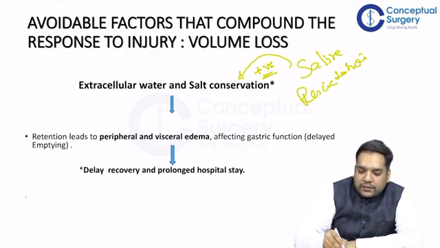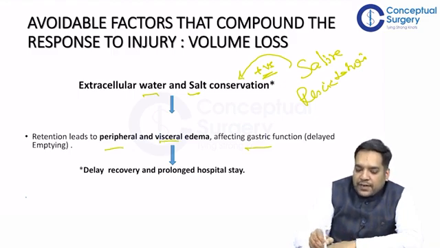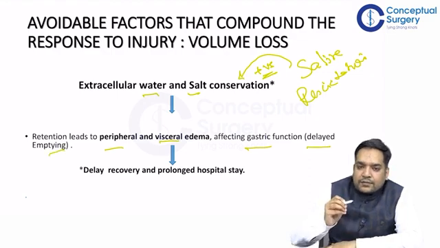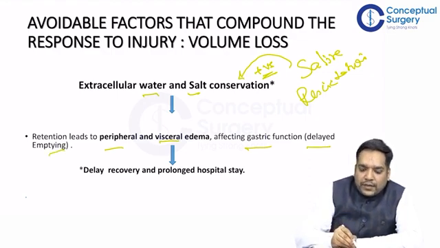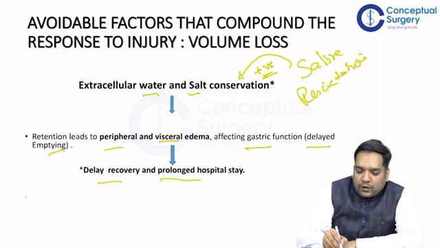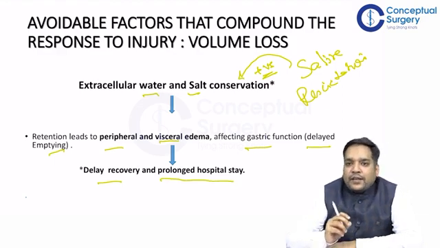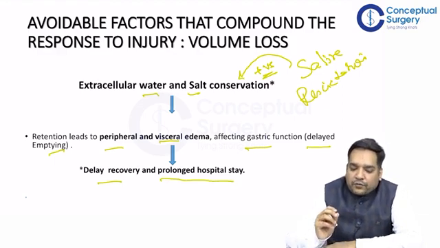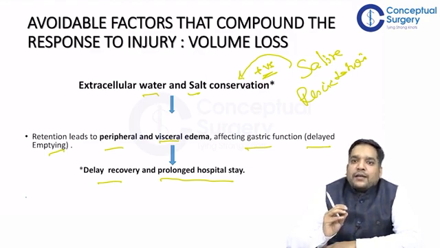So this retention of water and salt leads to peripheral and visceral edema, which affects gastric function. We basically get delayed gastric emptying, and this peripheral and visceral edema also delays the recovery and prolongs the hospital stay. So guys, this is a very important point. We should know what IV fluid to choose for resuscitation, because choosing a wrong IV fluid can compound the injury, right? It can compound the edema, which can delay the overall recovery and prolong the hospital stay.